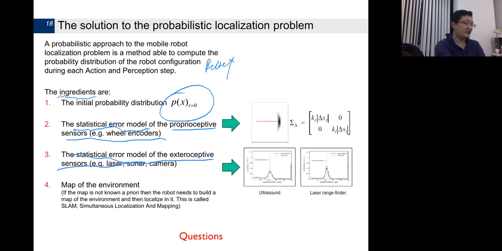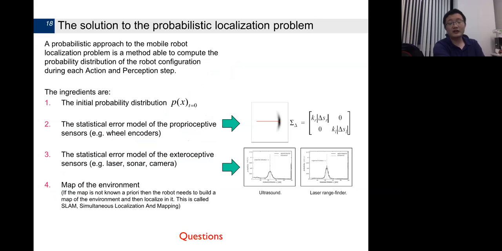Sometimes this egoceptive sensor can be a real encoder, can be an IMU, etc. Something can estimate the motion of itself. And then the lasers or a camera are used to perceive the environment. And number 4 is the map. If you know the map as a prior, it's localization. If you don't know the map, then it's SLAM. That's the 4 ingredients.